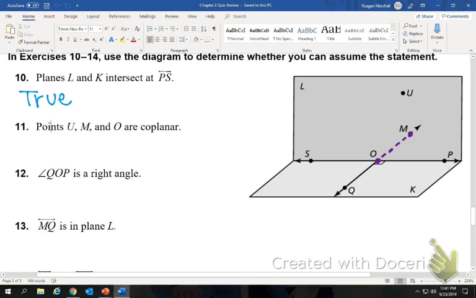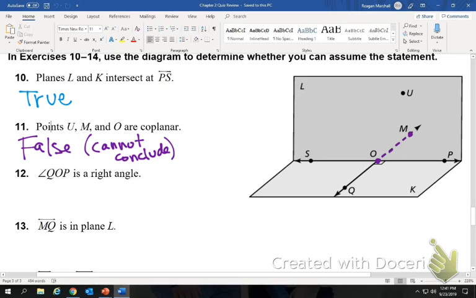Dotted line, which means it's behind it. It's not actually on the plane. So this one would be false. On your quiz, this would be known as cannot conclude, because your quiz asks what you cannot conclude. So you circle this one.